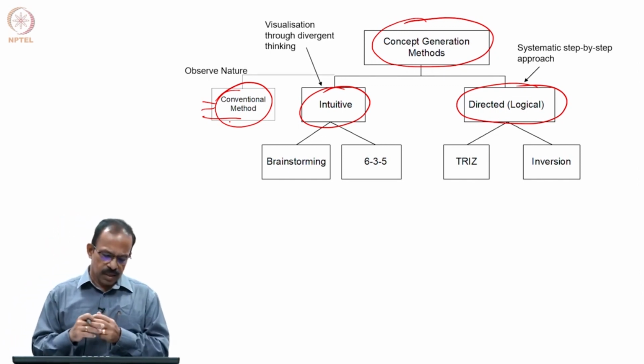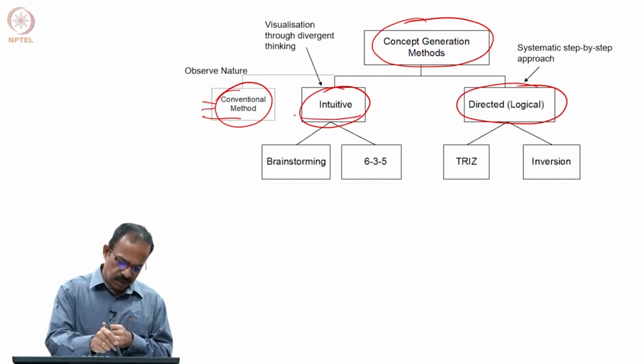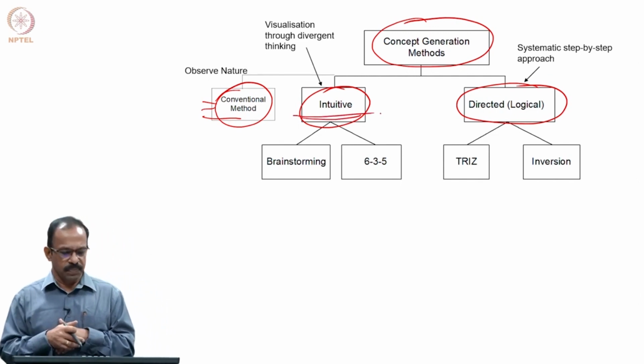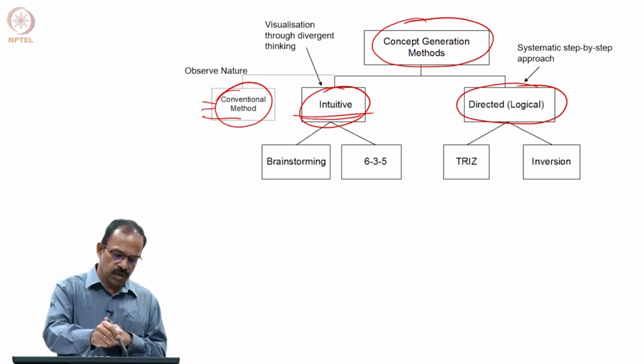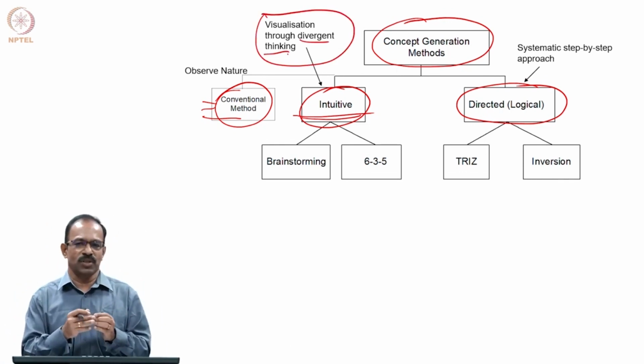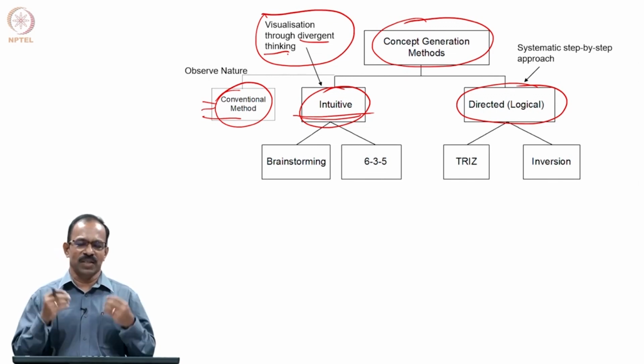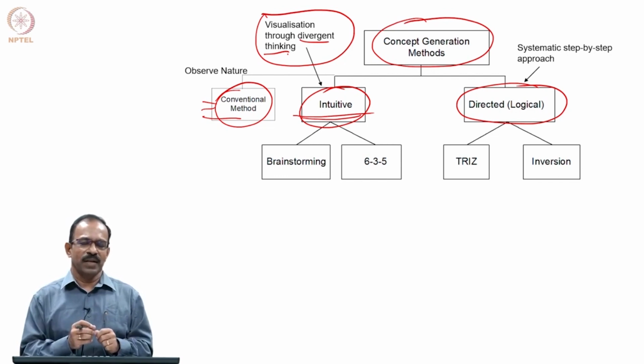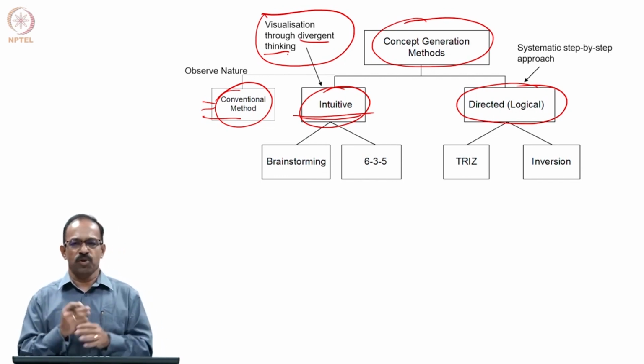The other one, the intuitive method, is the most commonly used method, which is visualization through divergent thinking. The way it works is based on individual creativity and intuition. So, a group of people will start trying to solve the problem in a systematic way and then try to come up with a large number of ideas.